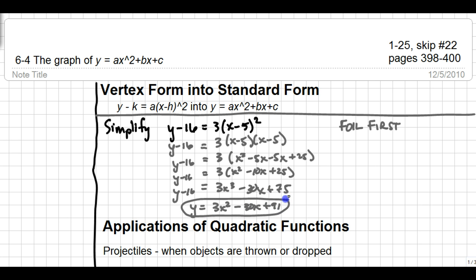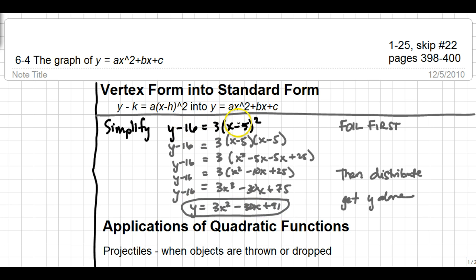So let's talk through those steps again. We started to list them out and then I kind of got hung up in the math here. So FOIL first, then we distribute when the FOIL is finished. So we can say then distribute, and then get y alone. So that's going from vertex form into standard form.